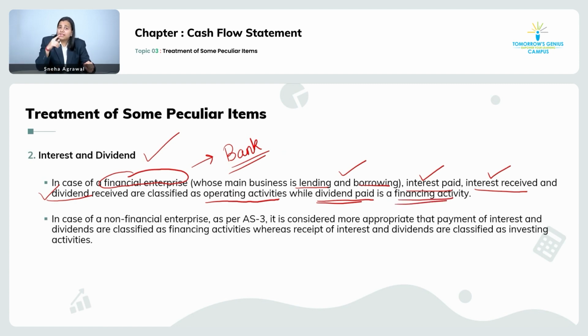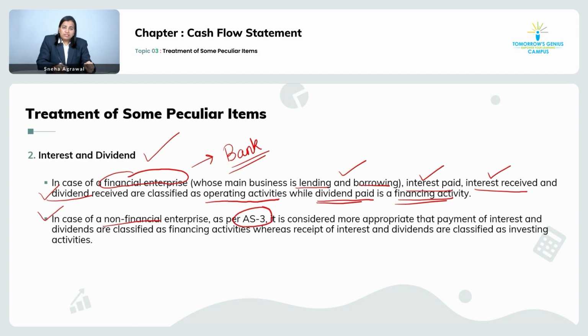Let it be a financial enterprise, let it not be a financial enterprise. Understand the difference. Dividends are paid when you issue shares. So let it be a financial enterprise or a non-financial enterprise, if they are issuing shares in the form of equity shares or preference shares, they are required to pay the dividend, and paying dividend is a financing activity. What will happen if it is a non-financial enterprise?